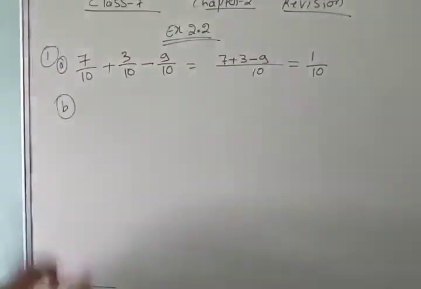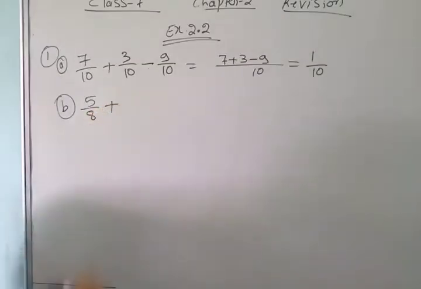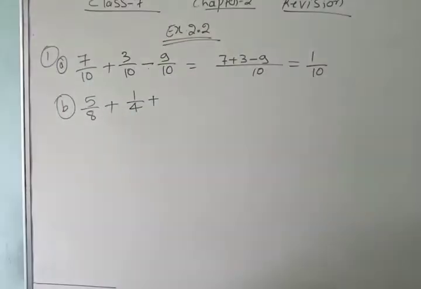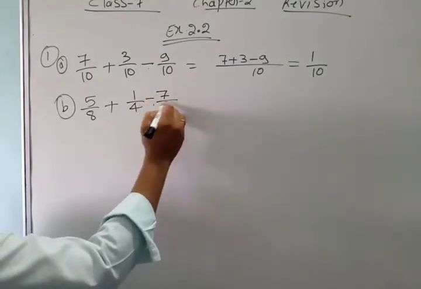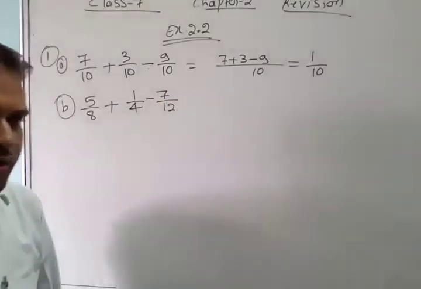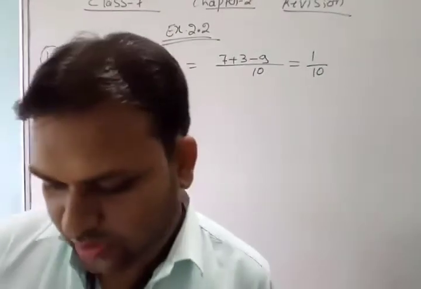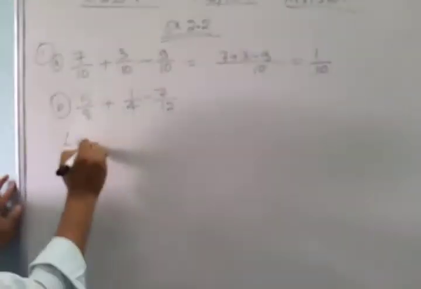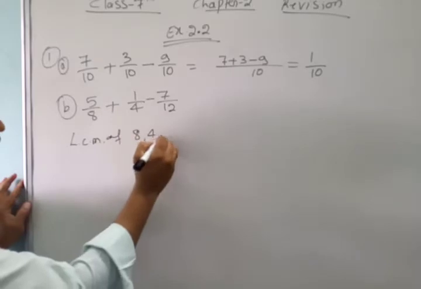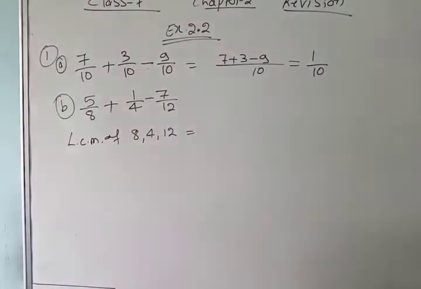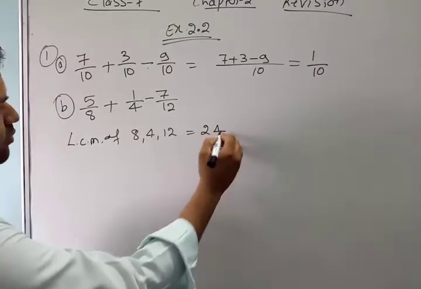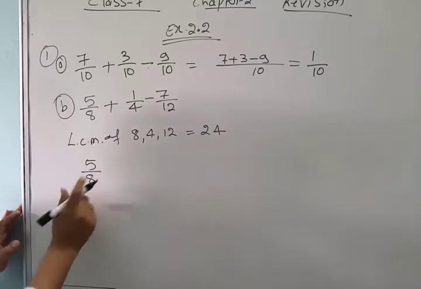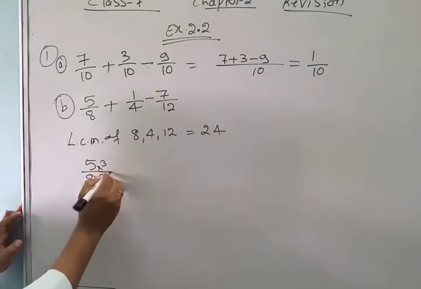B. 5 by 8 plus 1 by 4 minus 7 by 12. If the denominator parts are not same, firstly we have to make the denominator parts same. How we have to make the denominator parts same? Just by taking LCM. So take the LCM of 8, 4, 12. 8, 4, 12 LCM is 24. LCM लेना सभी को आता है. You can solve it. So 5 by 8, we have to make 8 into 24. So 8 threes are 24.